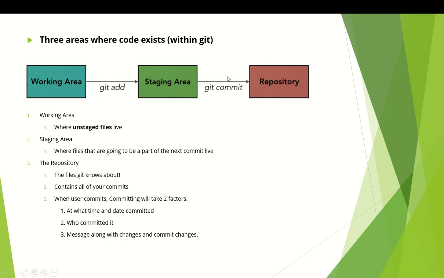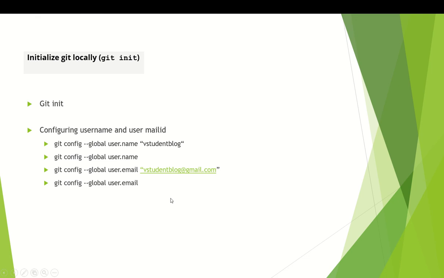For each stage you will be able to see who did it, at what time, and a message. The repository, which git knows about, contains all your commits. When a user commits, committing will take two factors. As I said, it's not two, actually it's three factors: at what time and date it was committed, who committed it, and a message along with the changes. It may be a little bit confusing, but we'll look into it.